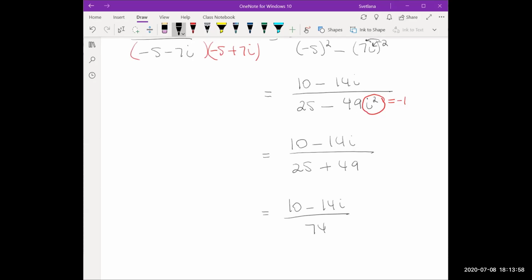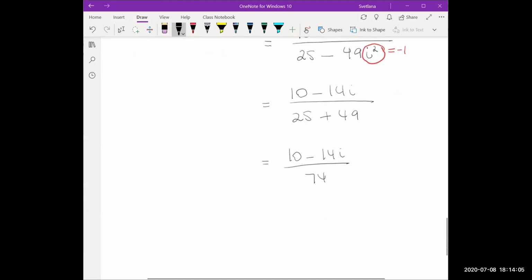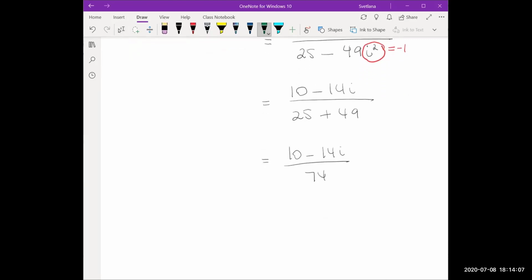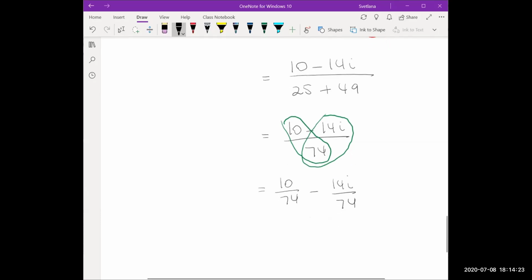And this is not the final answer yet, because we want to put this complex number in standard form, and that means separating the terms. So I will put 10 over 74 and negative 14 over 74, like that. Minus 14i over 74, and then I'll check if I can simplify. They're all even numbers, so I should at least be able to divide out 2.